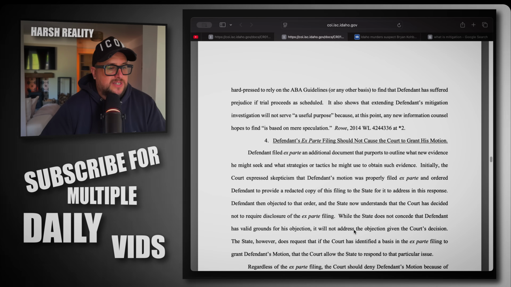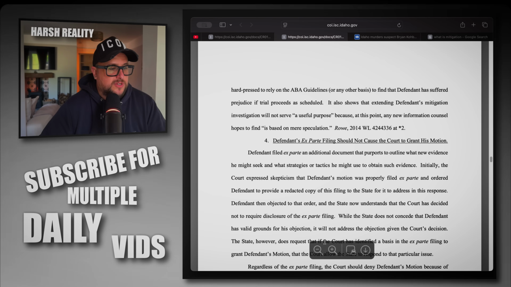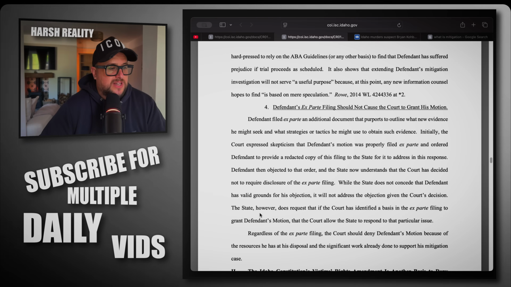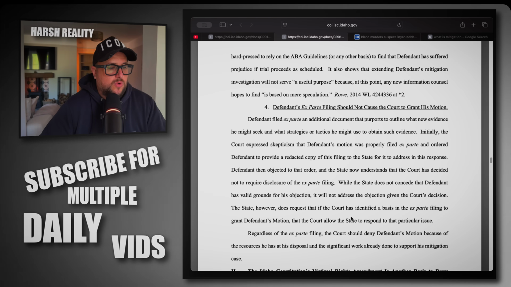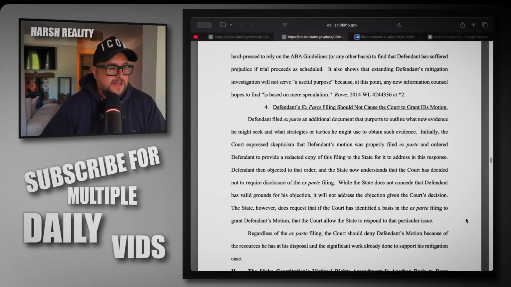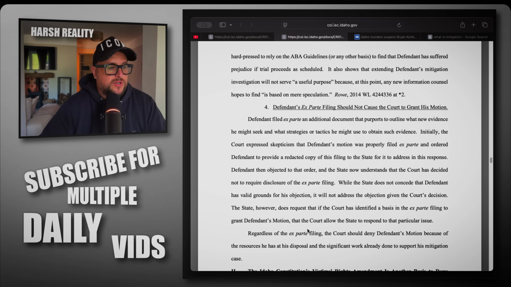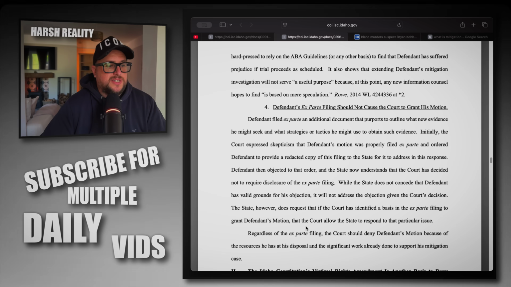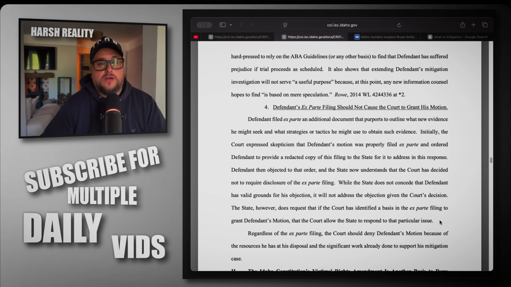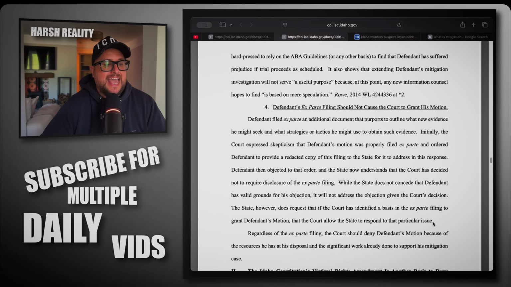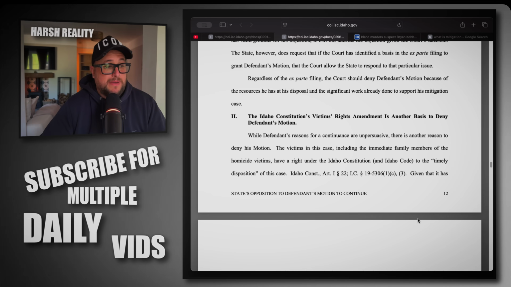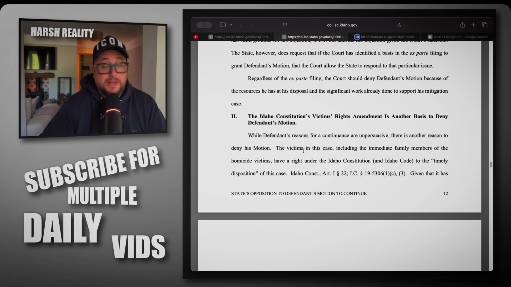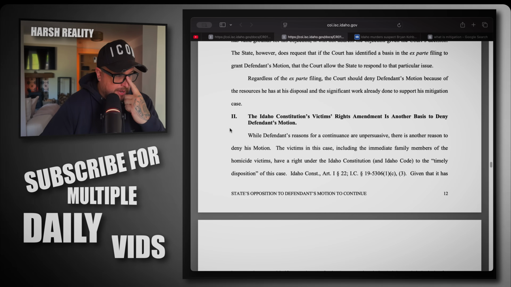While the state does not concede that defendant has valid grounds for his objection, it will not address the objection given the court's decision. The state, however, does request that if the court has identified a basis in the ex parte filing to grant defendant's motion, the court allow the state to respond to that particular issue, which is going to be around the alternative suspect. And we have a hearing coming up specifically about the alternate suspect. But again, we won't see it because I'm guessing they'll name someone.